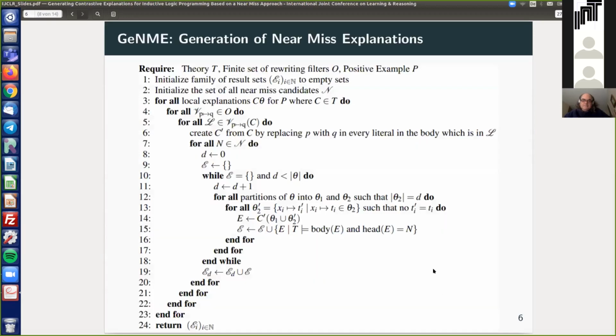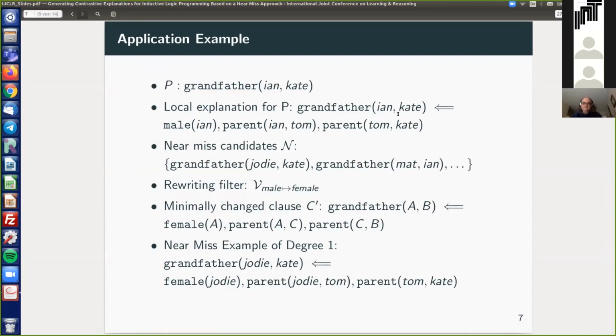Don't worry, I will not go into that much detail. You can see this algorithm at our poster session tomorrow. But quickly, what is going on here? We have a positive example and we want to find a negative example, a near-miss explanation to that. So first of all, let's just take the one from before: the grandfather of Kate is Ian.